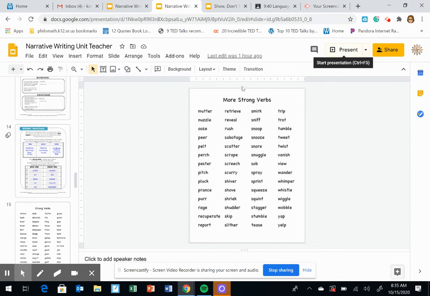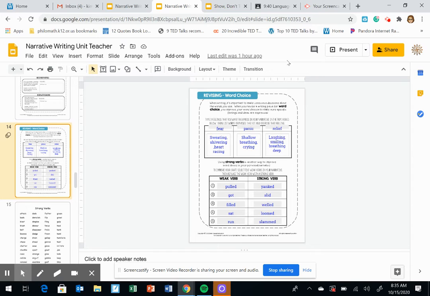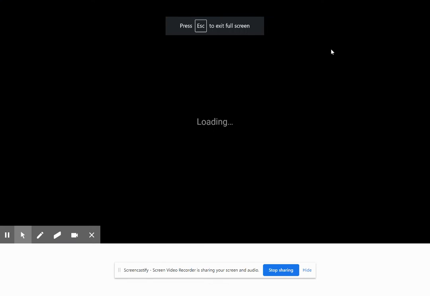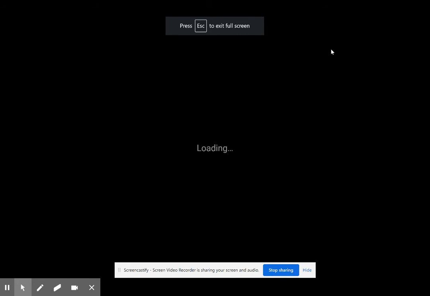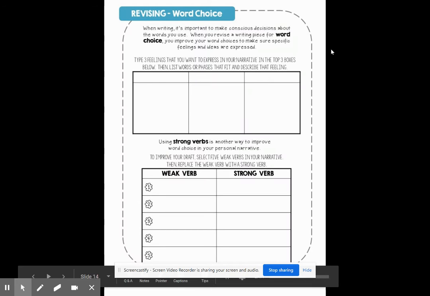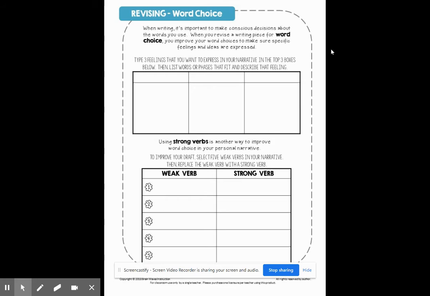Okay, so I'm going to show you guys the slide 14, and how you're going to do that. All right, so you're going to find 3 feelings that you want to express in your narrative in the top 3 boxes, and then list words or phrases that fit and describe that feeling. So one of the feelings in my essay that I wanted to express was the feeling of fear. So I try to think of verbs I could use to show fear, like sweating, shivering, heart racing.